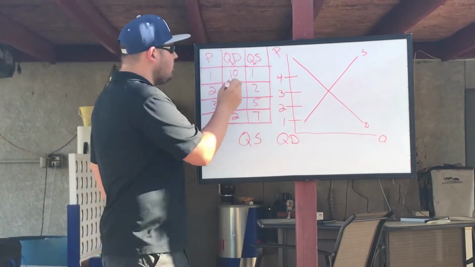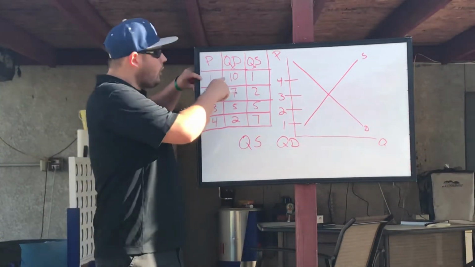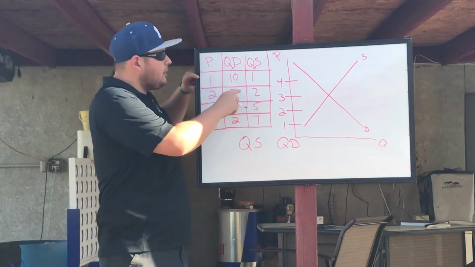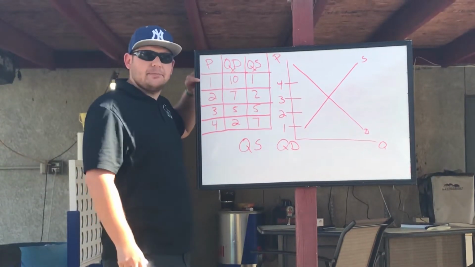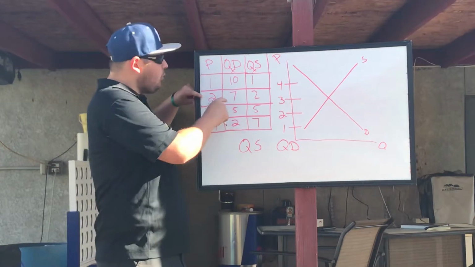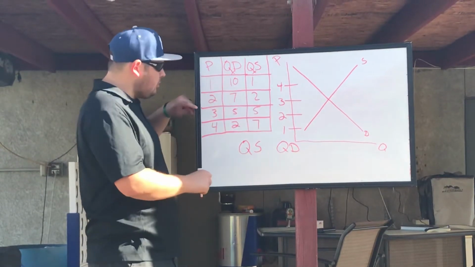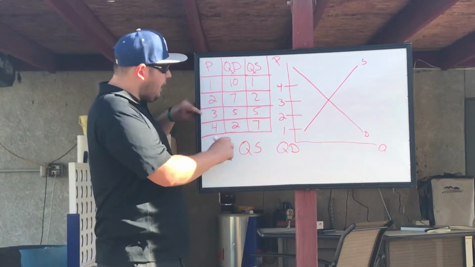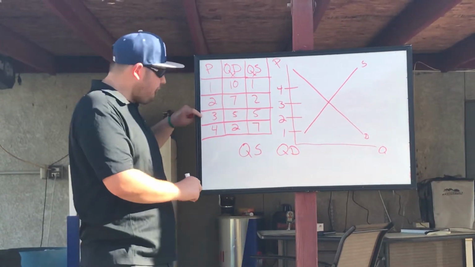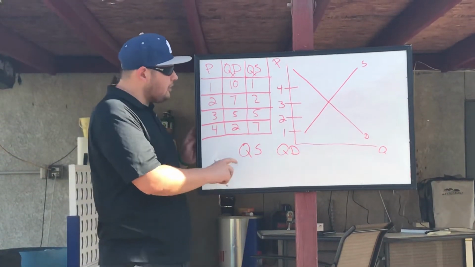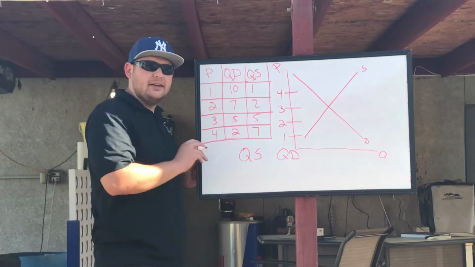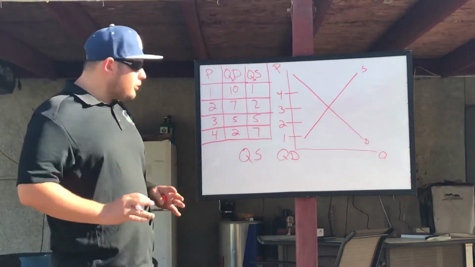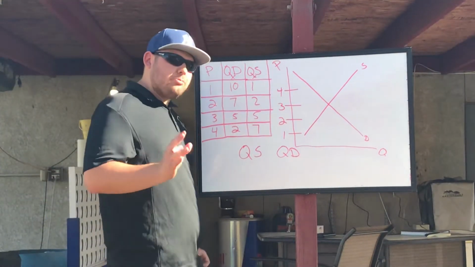Okay, so at $1 we want 10 of product X, but the suppliers are only willing to supply 1. At $2 we want 7, they're willing to supply 2. At $3 we want 5, they're willing to supply 5, and at $4 we're only demanding 2, but they're willing to supply 7.